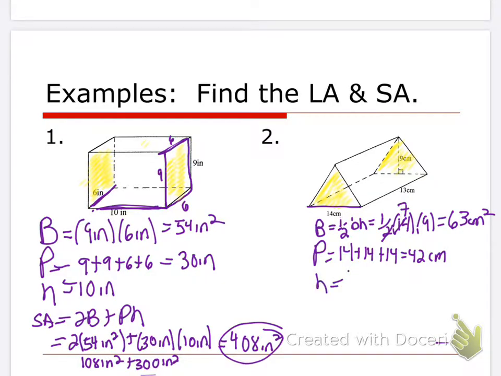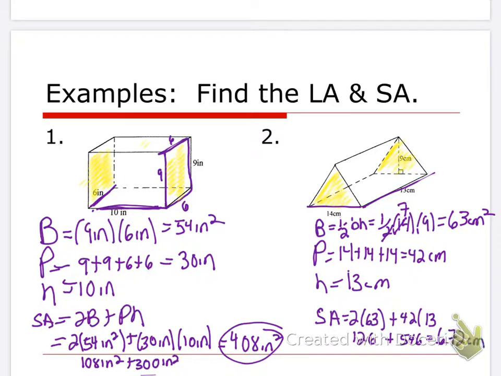I have a height of 13 centimeters. So my surface area is 2 times 63 plus 42 times my height of 13. This is 126 plus 546, which gives me a total of 672 centimeters squared. Okay, I think this is where we're going to leave off for today, and we'll pick up tomorrow with the other half of this lesson. They'll both be short. So let me know if you guys have any questions.